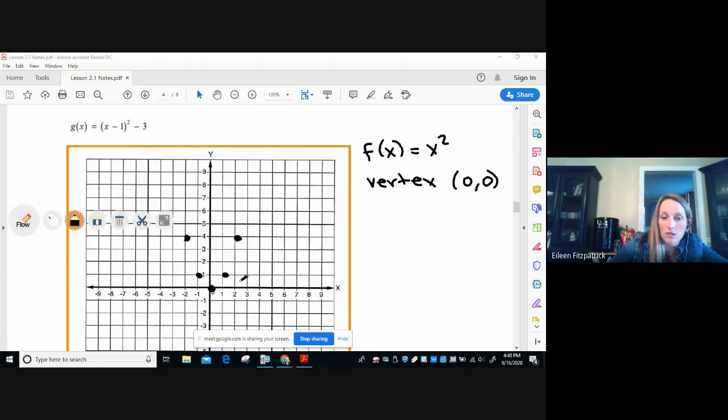And again, if you want to continue, you could go out 3, up 9. Then it'll be out 4, up 16. Out 5, up 25. Out 6, up 36. I think you get the pattern. And I'll draw my parabola. So this is my parent function.